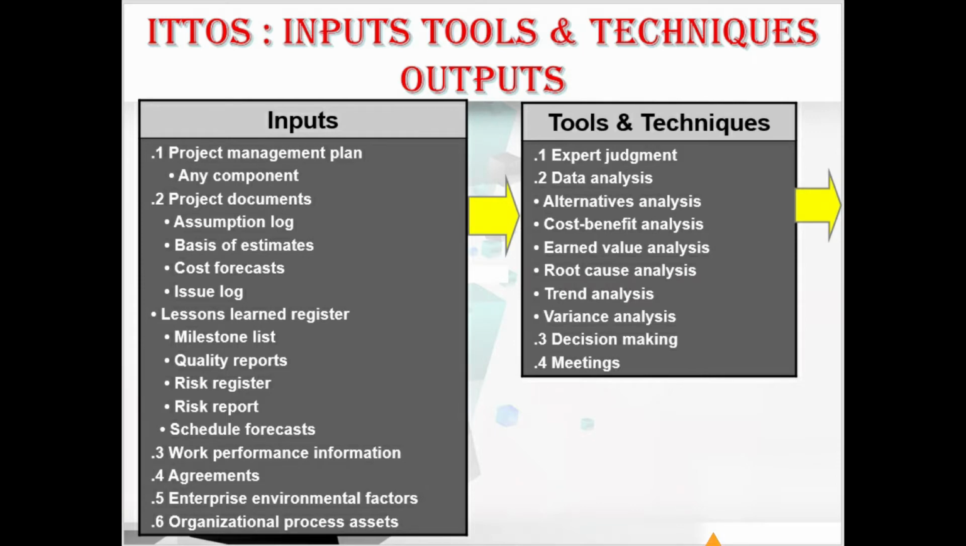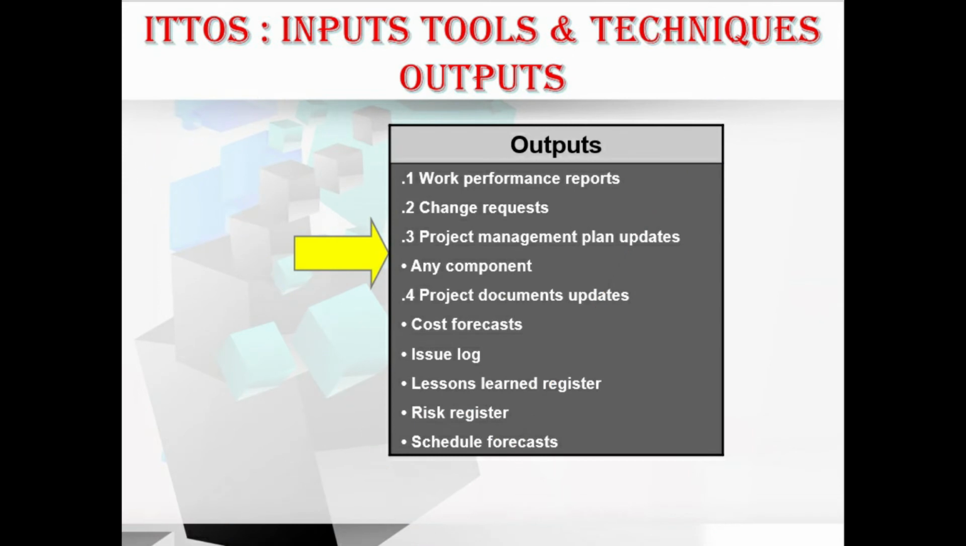And coming to the outputs, we have work performance reports, change requests, and project management plan updates, which include all the components. And we have the project document updates, which include the cost forecast, issue log, lessons learned register, risk register, and the schedule forecast. Okay, fine.